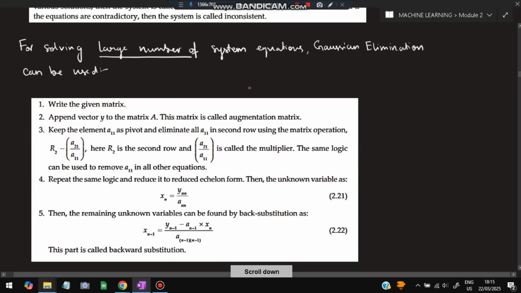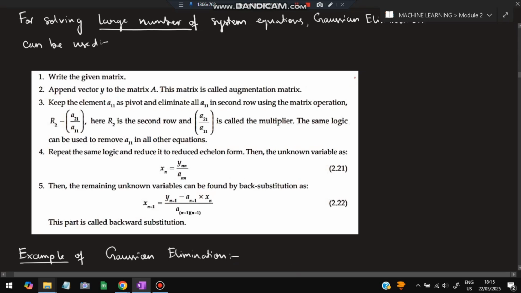And to solve the linear system we use Gaussian elimination. These are the steps followed in Gaussian elimination. Let's quickly go through it. Write the given matrix, and then append the vector y to matrix A. This is called the augmented matrix.